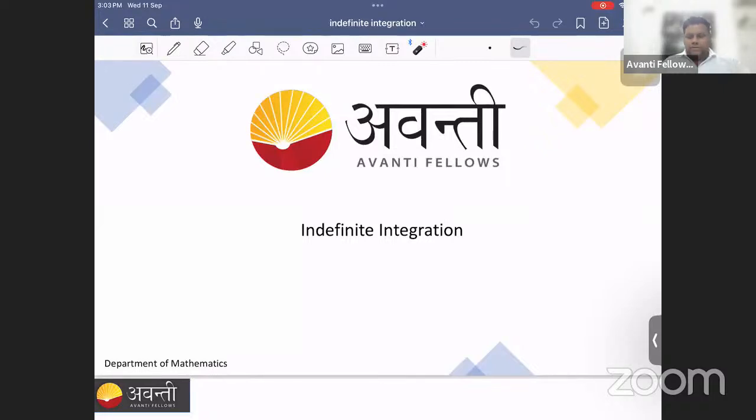Good afternoon, everyone. So today we'll start with indefinite integration. In the last 4 classes, we have been discussing definite area and application of derivatives. In that, one lecture I dedicated to tangent, normal, and rate measure, one lecture to monotonicity, increasing and decreasing functions, and one lecture to maxima and minima.